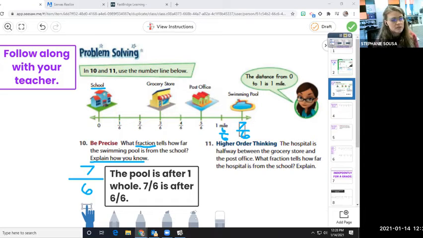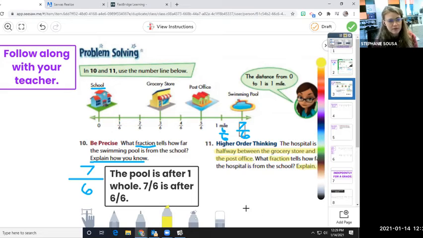Okay, let's take a look at number 11. Higher order thinking. The hospital is halfway between the grocery store and the post office. What fraction tells how far the hospital is from the school? There's some important information here. Let's highlight it: halfway between the grocery store and the post office. We're looking for a fraction and we have to explain. Okay?